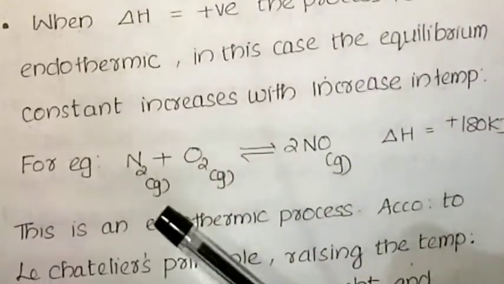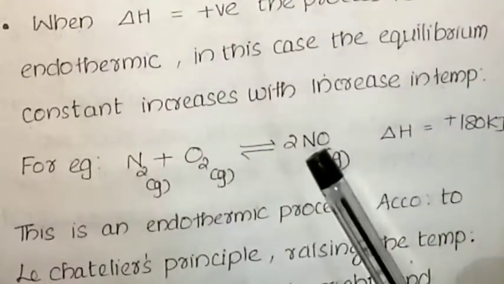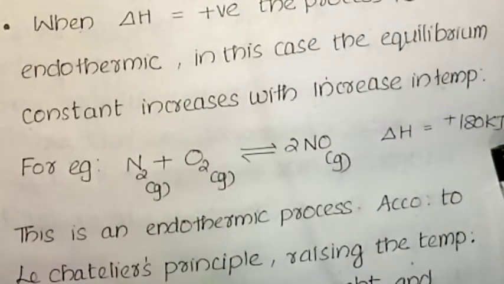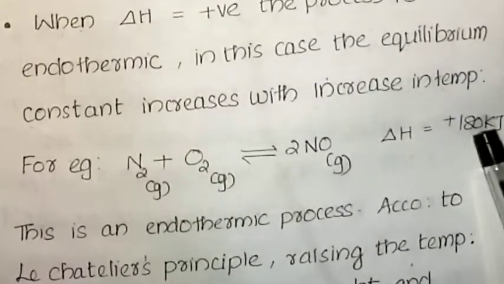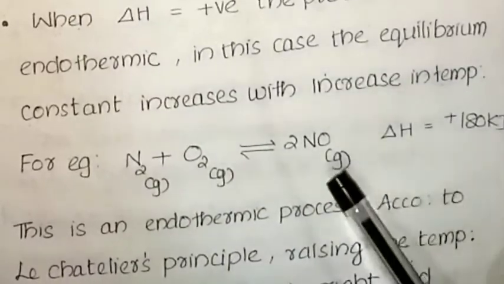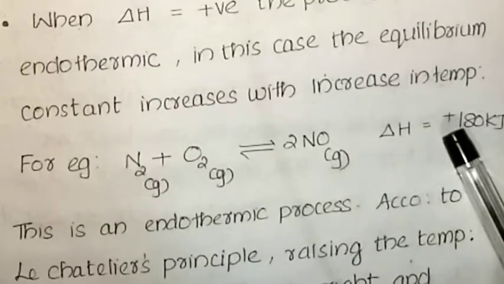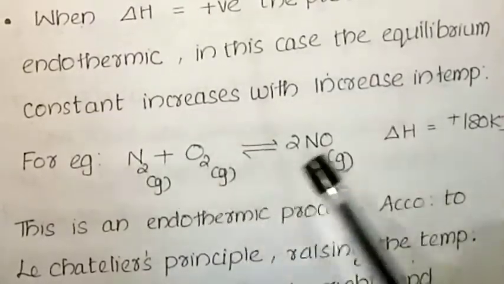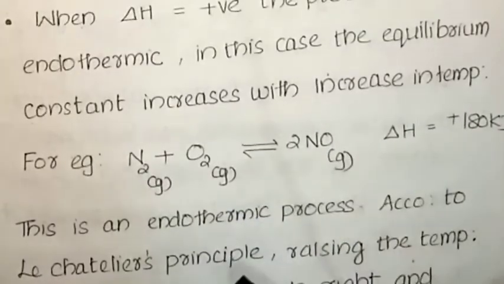For example, N2 plus O2 reversibly gives 2NO. Here delta H is plus 180 kilojoule per mole. Here the positive value, so we can identify it is an endothermic process. During this process, energy is absorbed. So, on heating or when temperature increases, the forward reaction rate also increases.